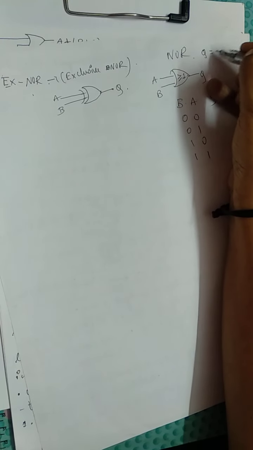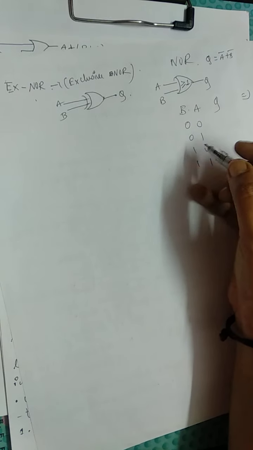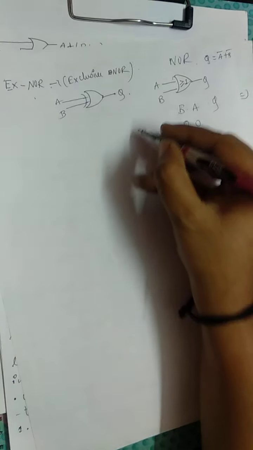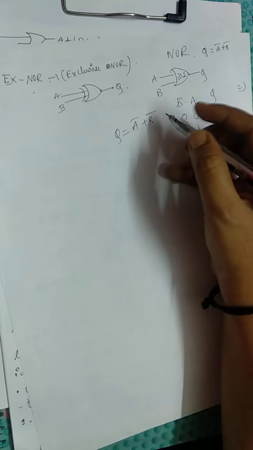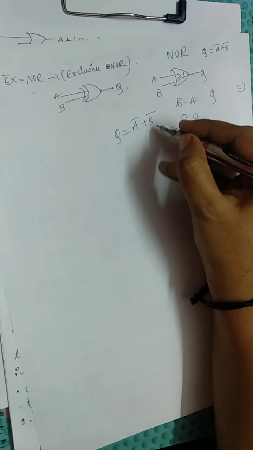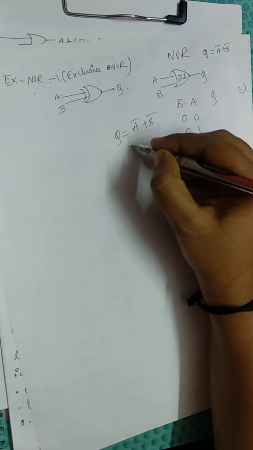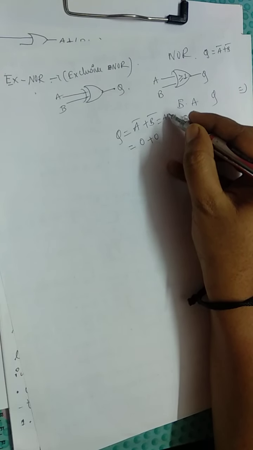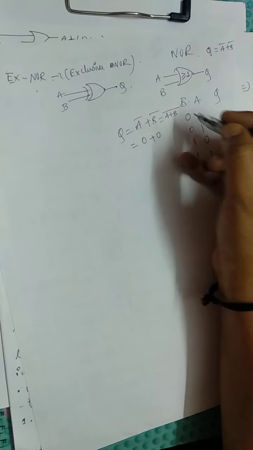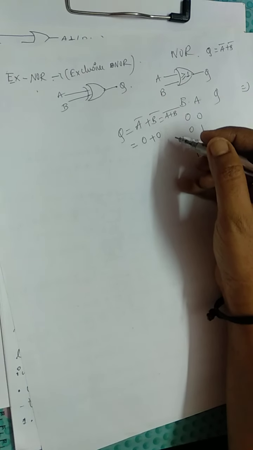The expression for the NOR gate is Q equals A bar plus B bar. So what will we get as A bar plus B bar? Yes, Q equals A bar plus B bar. Then what we get is 0 plus 0. So A bar plus B bar is nothing but A plus B bar. Is it?